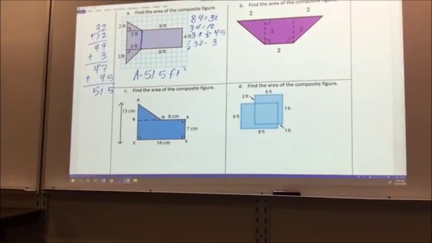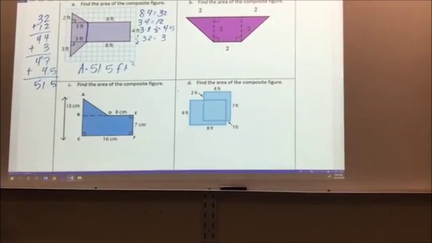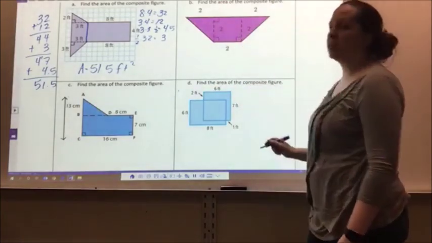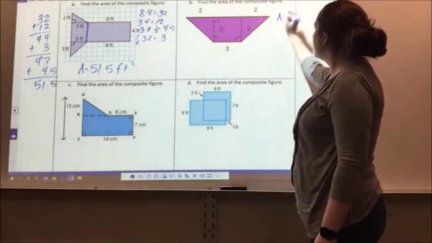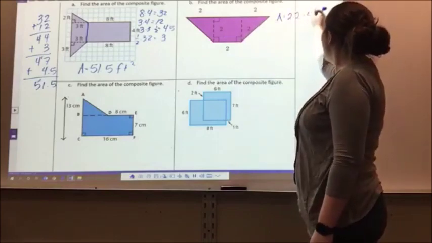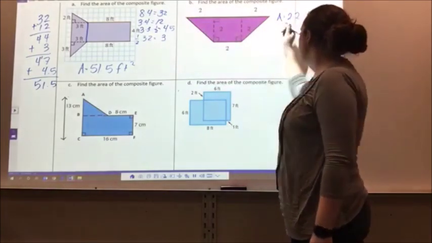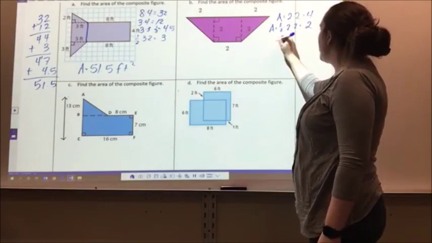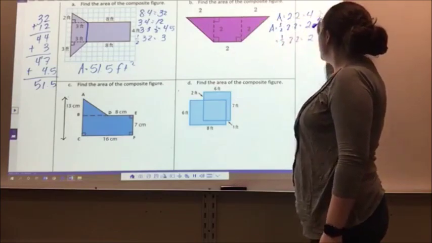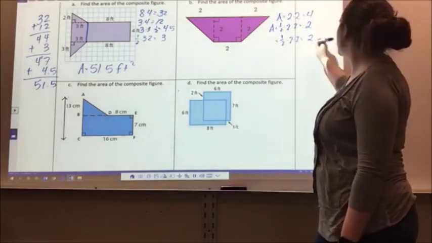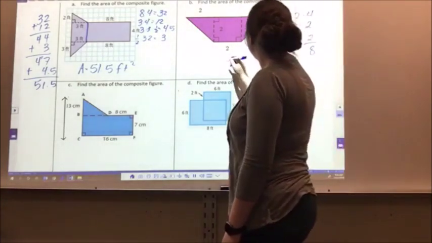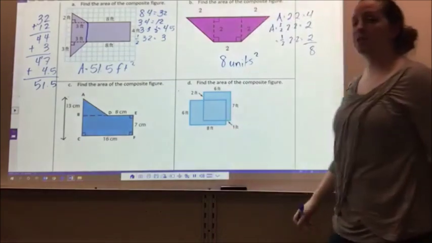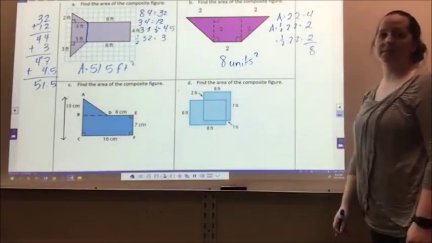Okay. For letter B, find the area of the composite figure. They actually already broke it down for us. So I have a square and 2 triangles. My square is 2 times 2, which is 4. My triangle, 1/2 times 2 times 2, is 2. And then another triangle of the same dimension, also 2. 4 plus 2 is 6, plus 2 is 8. So I have 8 units squared because they didn't actually give me any specific units.